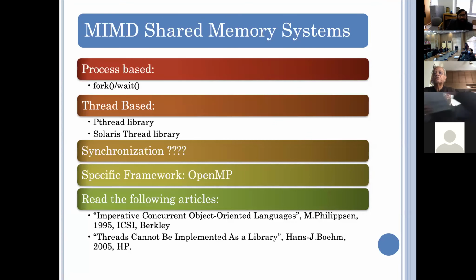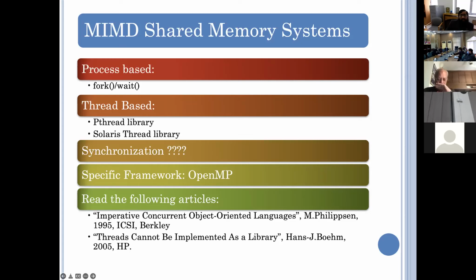So for MIMD shared memory systems, I have talked a little about it. The best way to do programming is using process-based or thread-based approaches. For process-based, you can use fork and wait, and for thread-based, you can use the pthread library or Solaris threads or any library. For example, in Windows, you can use Windows threads. In Java, you can use Java threads.